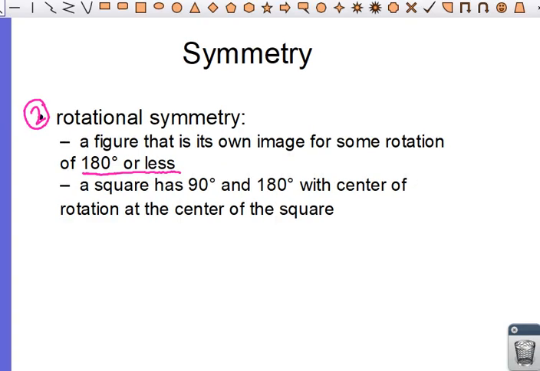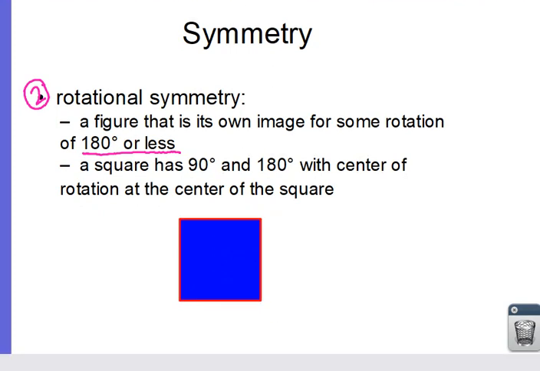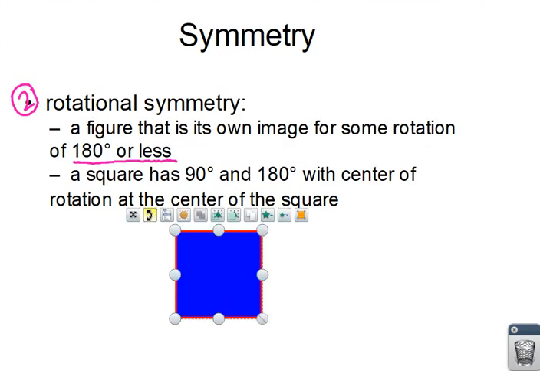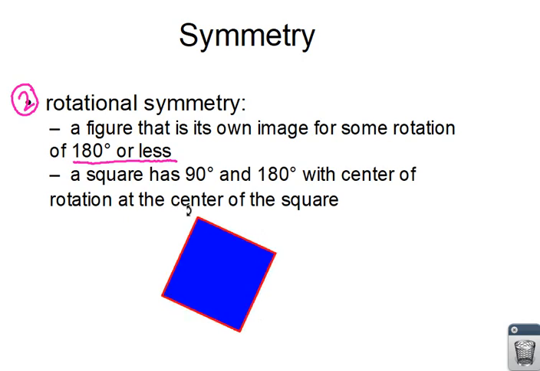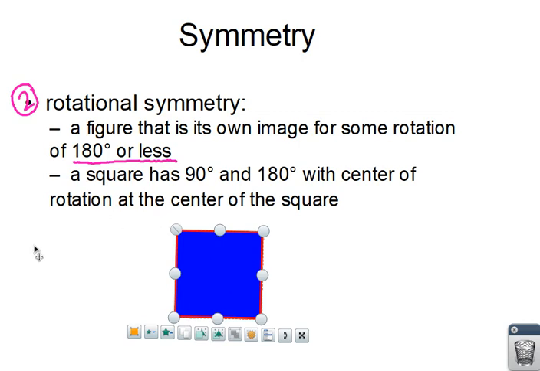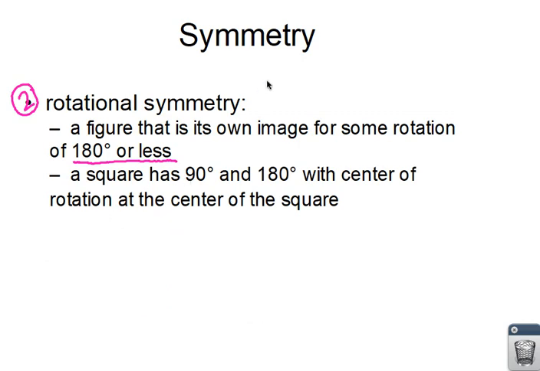So if we take a square, let's draw a square. And let's say we go to rotate it. Then if I go 90 degrees, it's still the same square. If I go 180 degrees, it's still the same square. Okay? So any way you look at it, a square has rotational symmetry.